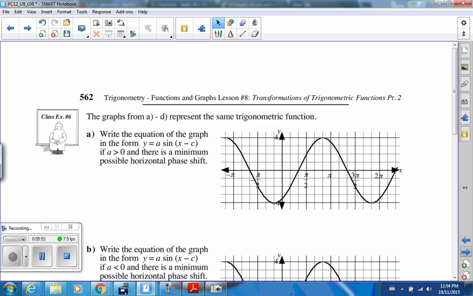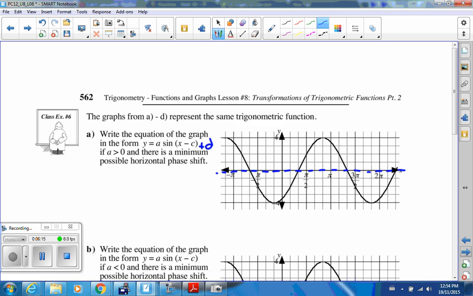This is the harder part where they give us the graph and then ask us for the equation. So in general, you want to work from the outside in. So if I had all of these, including a d value, I can see that there isn't a d value yet. The d value is 0 because the midline is at the x-axis.